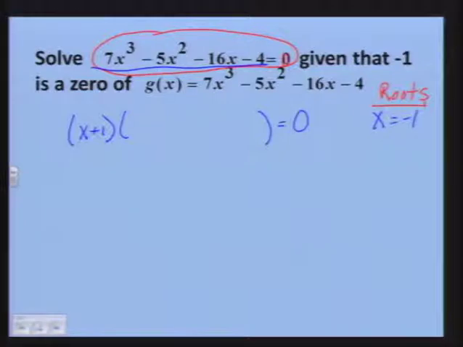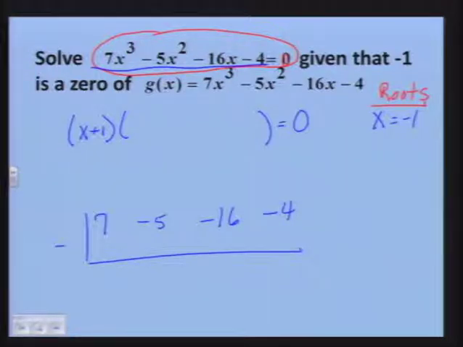So let's check and see if we need 0 placeholders. Third power, second power, first power, 0 power. We need no 0 placeholders. So copying the coefficients, 7, minus 5, minus 16, minus 4. And I'm going to run through that root of negative 1 that we know is there.